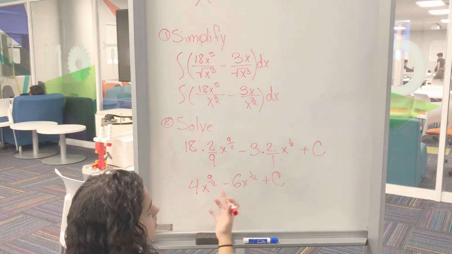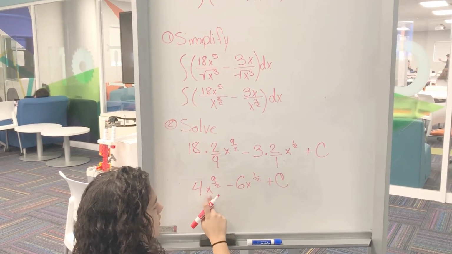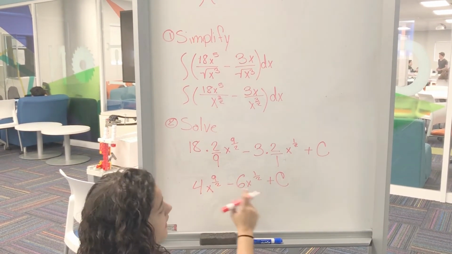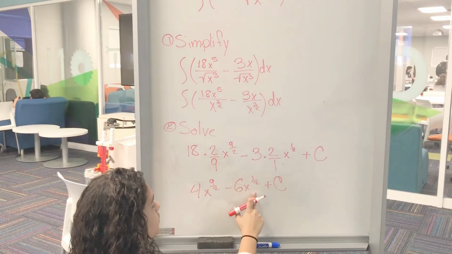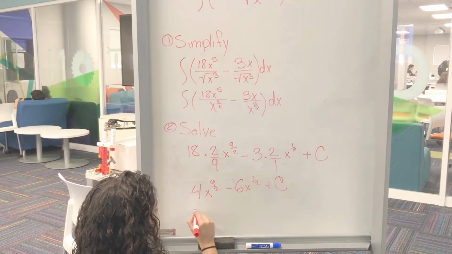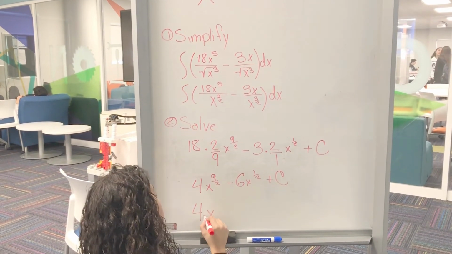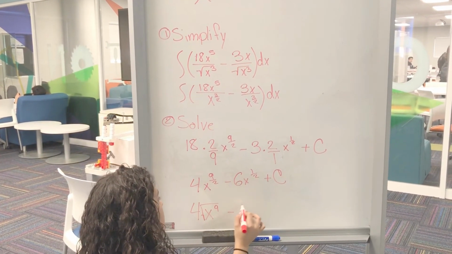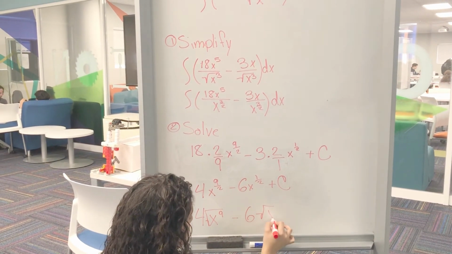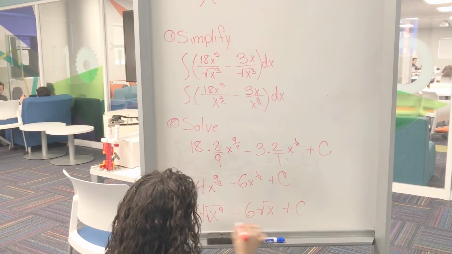And then we have to replace the fractions to square roots. So the final answer is going to be 4 square root of x exponent 9 minus 6 square root of x plus c.